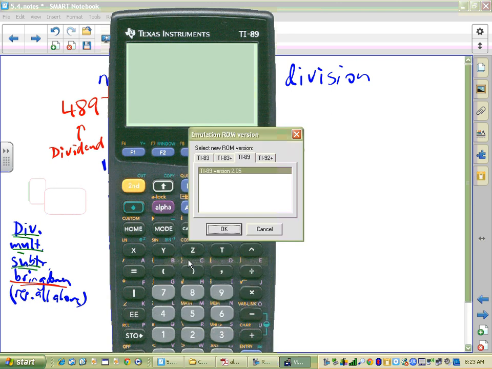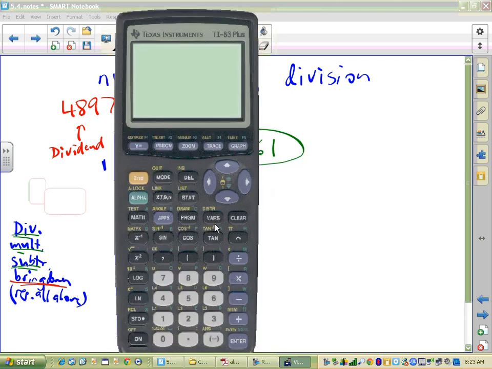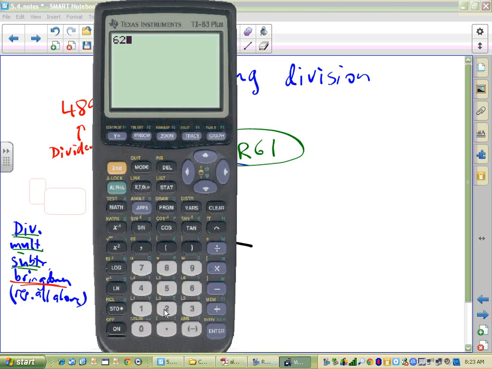Can't use the T99 for that because it'll just give me a fraction again. So 61 divided by 62 is 0.98387, blah, blah, blah. Okay, everybody with me so far?